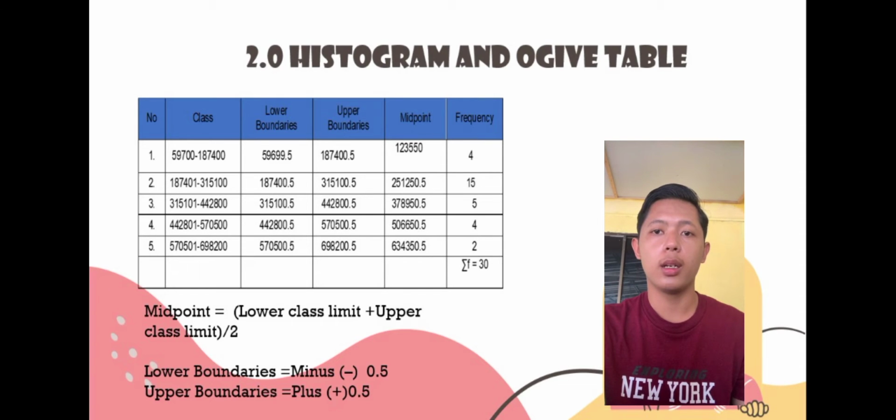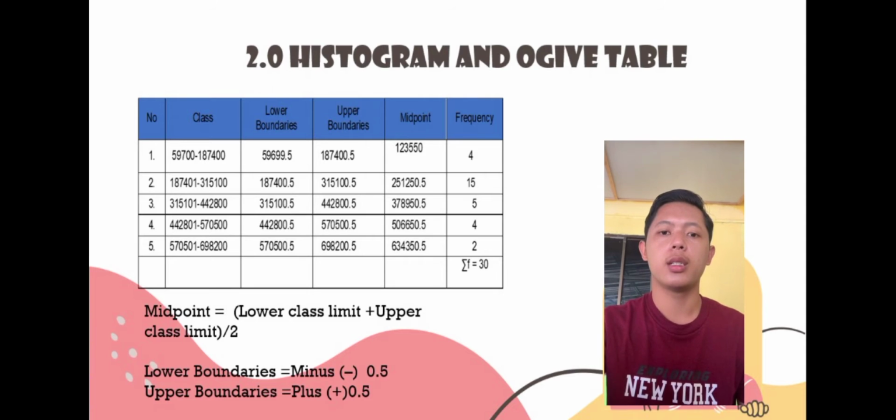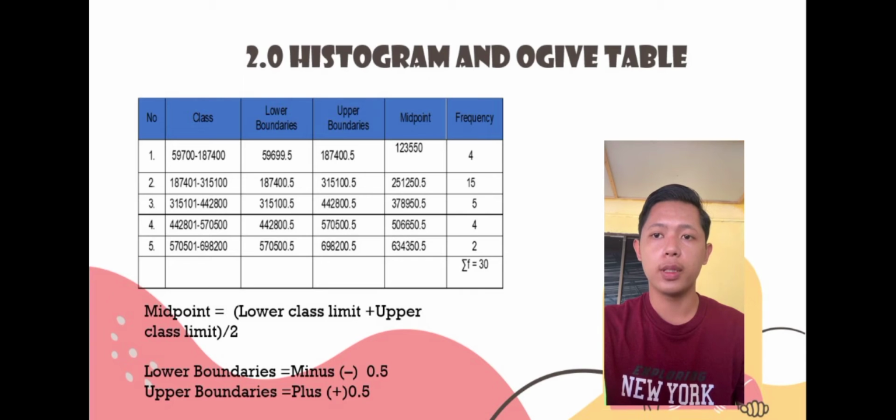So the midpoint is the lower class number plus the upper class number, divided by 2. So we will get the midpoint. The frequency is like that, and the cumulative frequency is the frequency of the first class plus the second class plus the third class plus the fourth class and so on. So this is how we get the table.